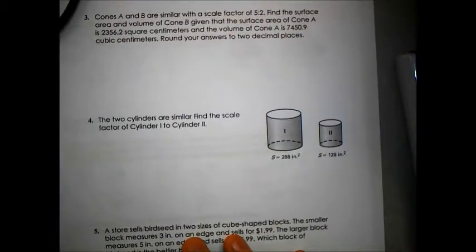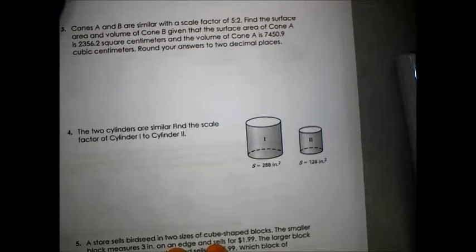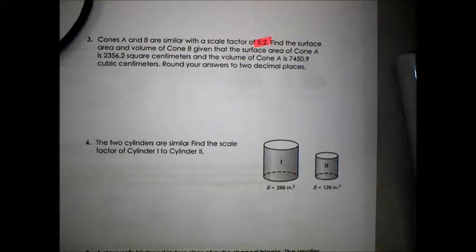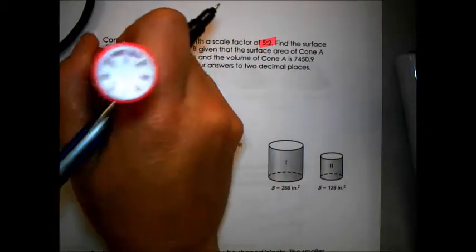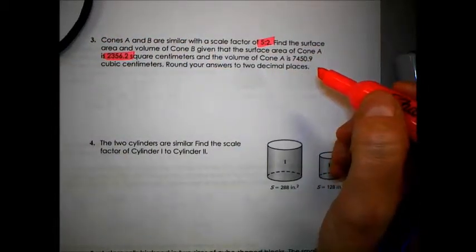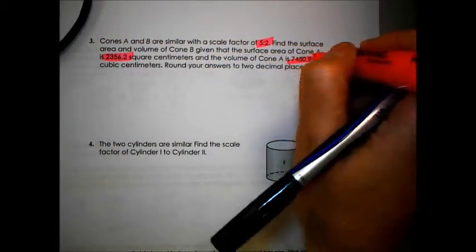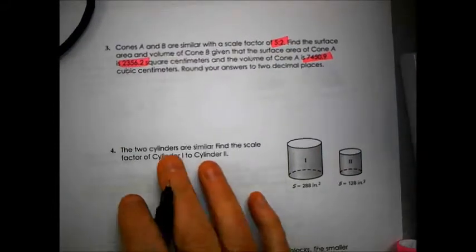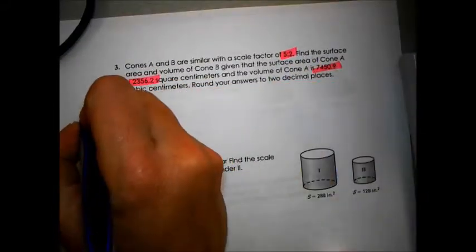It says cone A and B are similar with a scale factor of 5 to 2. The surface area and volume of cone B are given. Find the surface area and volume of cone B given that the surface area of cone A is 2356.2, and then the volume is 7450.9. So I'm going to start out with 5 over 2.